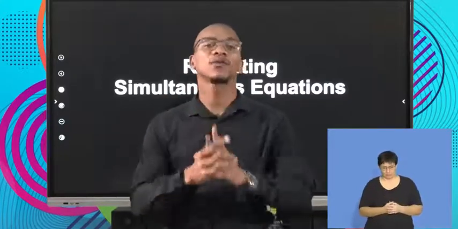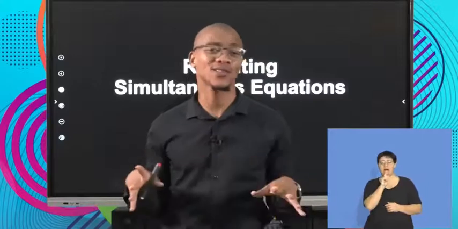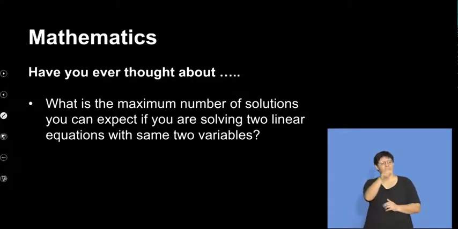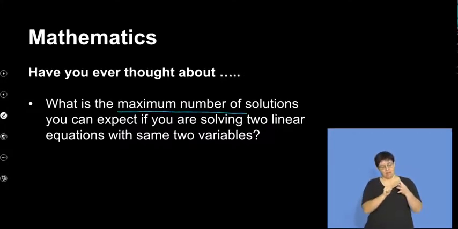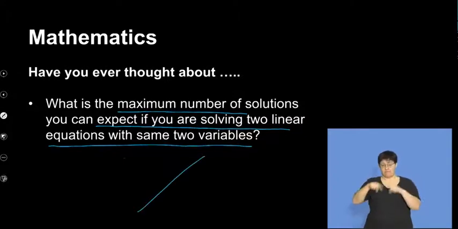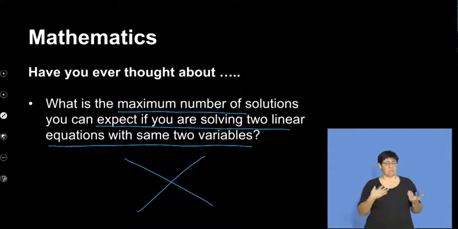So let's have a look at our leading question before we can go anywhere and see what we must be thinking about going forward. Now, have you ever thought about what is the maximum number of solutions you can expect if you are solving two linear equations with the same two variables? And you know that as soon as it's two lines like this, there will always be one solution.